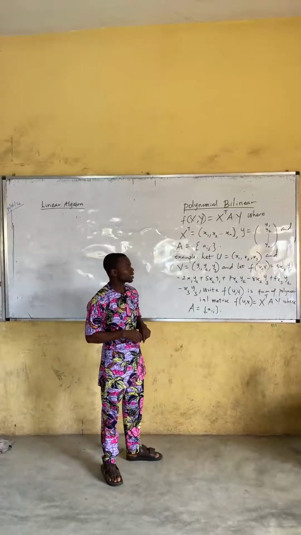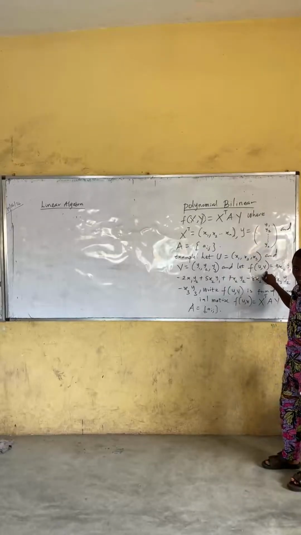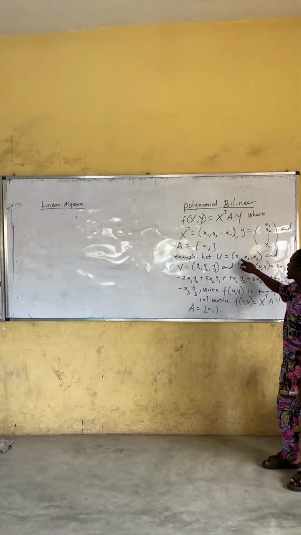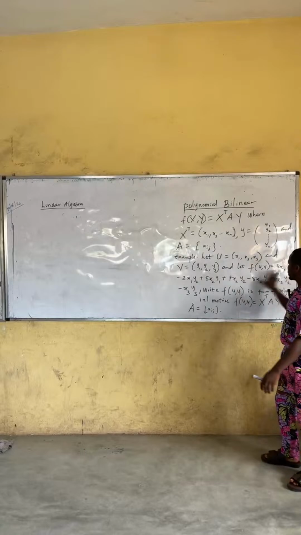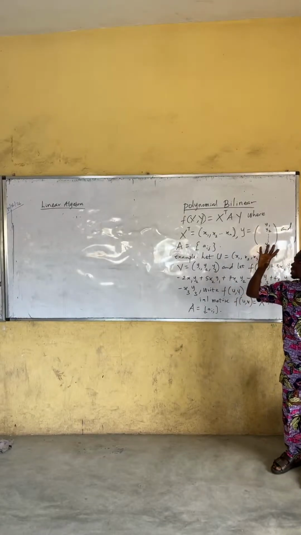Are we here? Then let f of U and V, it means U with x and V with y, be this. This is what we are given from the question, the function we are given.